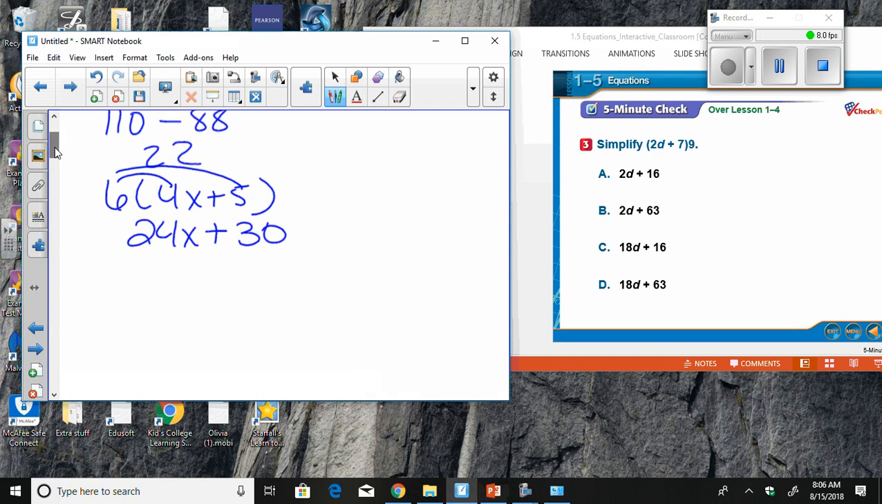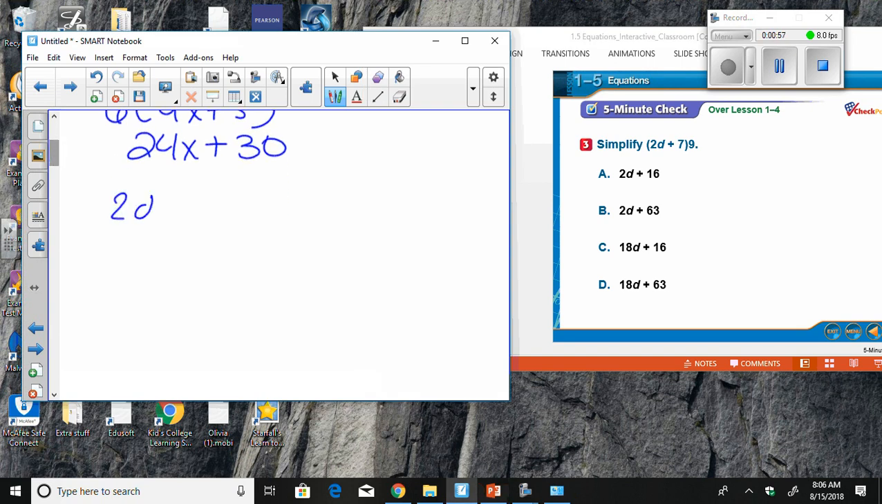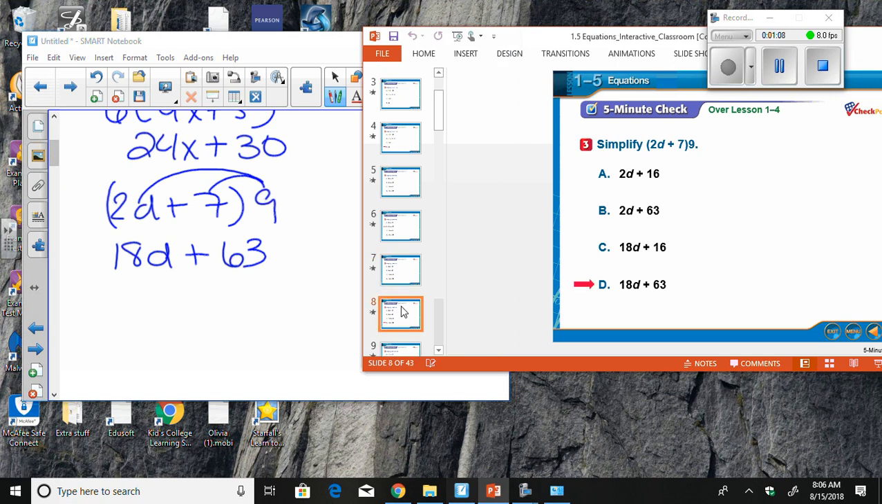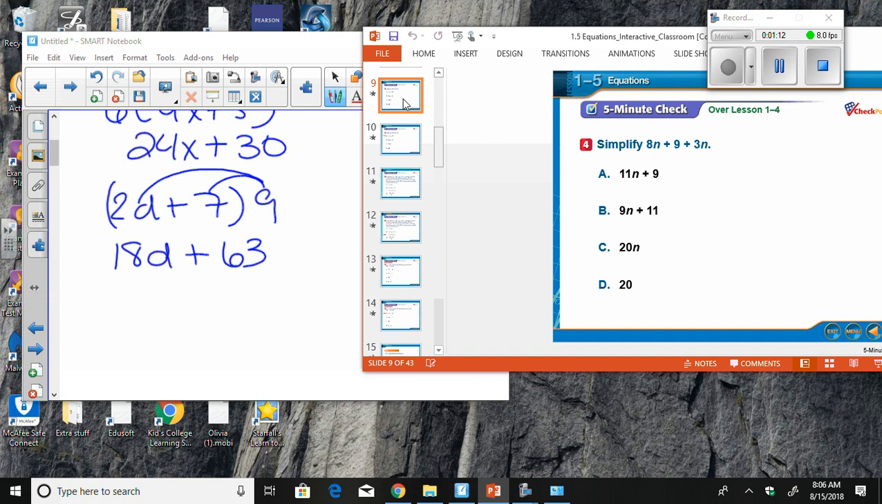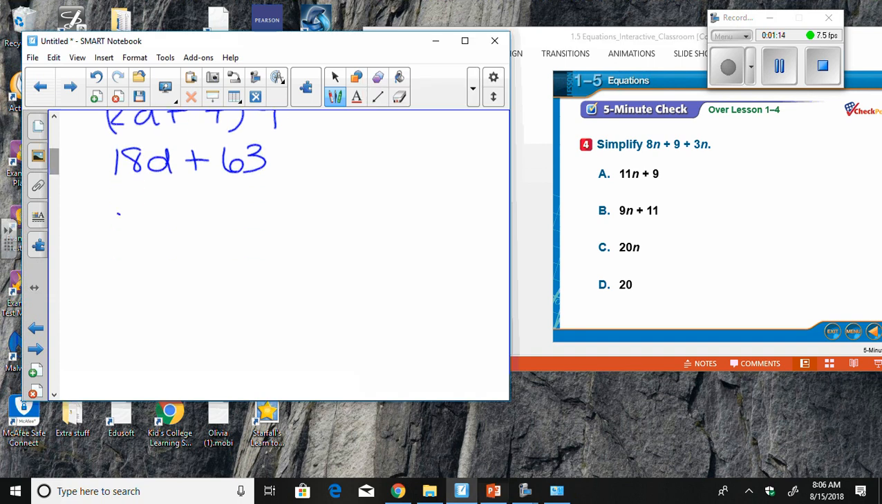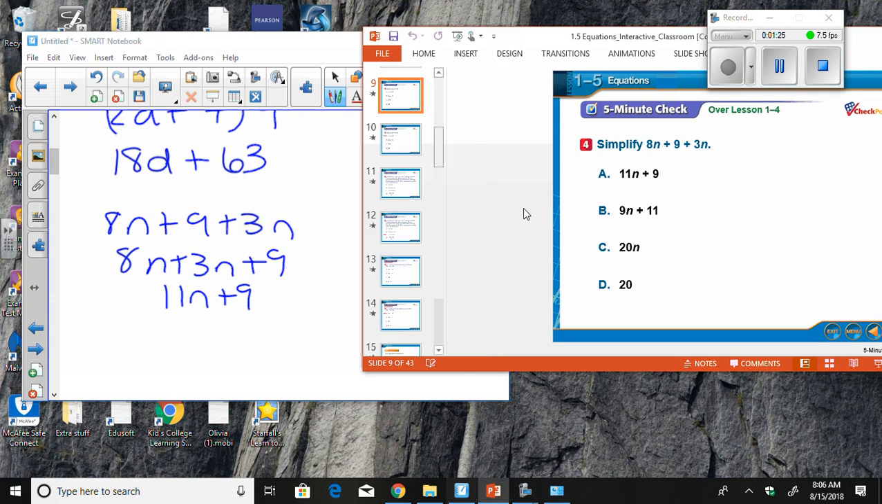We have 2d plus 7 times 9, so that 9 distributes throughout. We get 18d plus 63. We have 8n plus 9 plus 3n, commutative property to get 8n plus 3n next to each other. So now we have 11n plus 9.